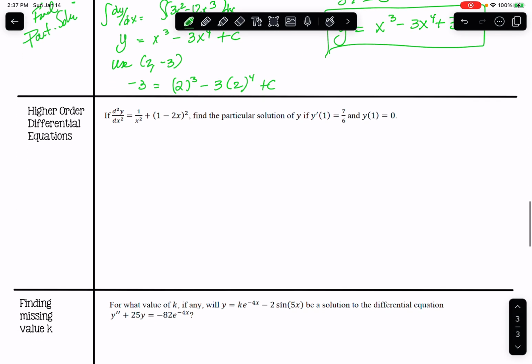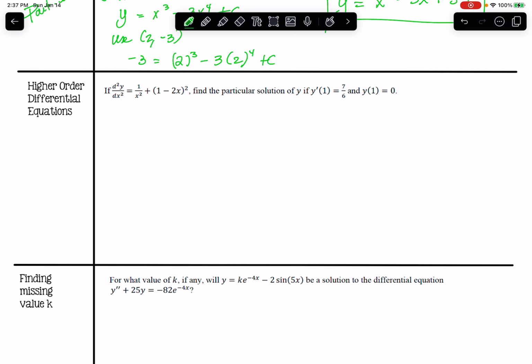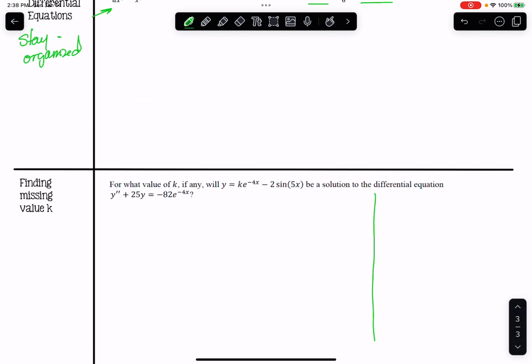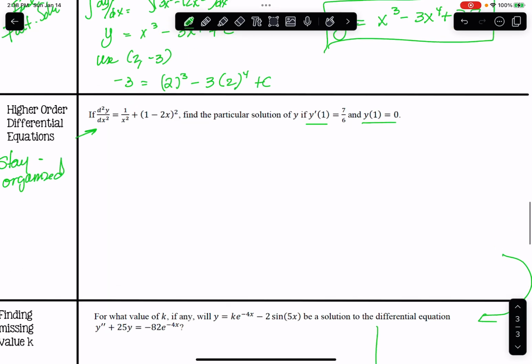All right. Now, of course, things get a little more difficult when they give us the differential equation for a second derivative, and they want the particular solution, and they give you y prime at 1 is 7/6, and y of 1 is 0. So the key to this is stay organized, okay? You've got to really make sure, because you're going to have to get all the way to y, and there's not that much room. So we may go down, we have more room here. It's like what I did on my notes, but I'll write small.